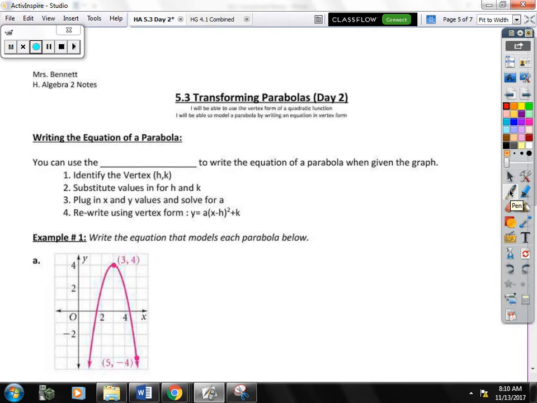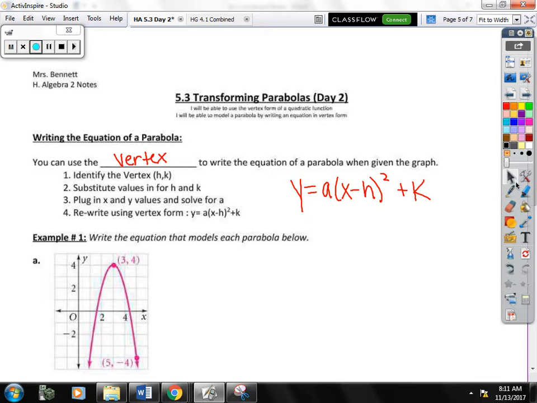Okay. All right, so writing the equation of a parabola, we can use the vertex to write the equation of a parabola when given the graph. And the easiest way to do this is, of course, in vertex form. So let me just write that a little bigger. If you haven't memorized this form yet, you want to, for obvious reasons.